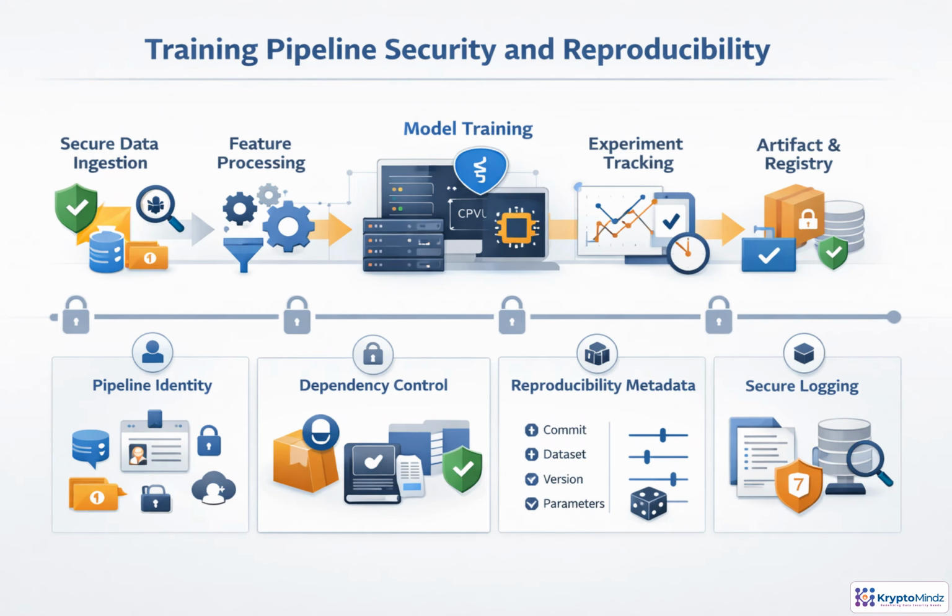Training should be governed as a supply chain, not just executed as a compute job. Data should be validated before it enters the pipeline, features and code should run under scoped identities, and the training environment should use pinned, verified dependencies. Every run needs enough metadata to be replayed: commit, dataset version, parameters, environment, seeds, and run ID. Finally, sign artifacts and publish only trusted outputs to the registry, with logs that prove what happened.